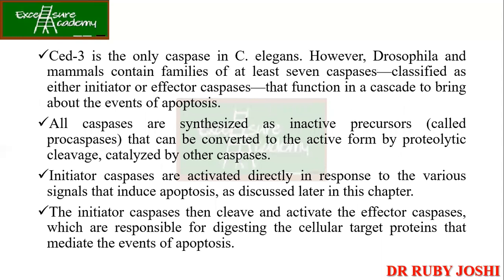Okay. So CED3 is the only caspase in C. elegans, while Drosophila and mammals contain different families. Okay, sorry, not different families, from the same family. Around 7 to 8 caspases are there, which function in a cascade to bring about the events of apoptosis. So, of course, they are synthesized as inactive precursors. तो now अगर आपसे ये पूछा जाए कि क्यों हर बार प्रोटीन इनएक्टिव पहले प्रोड्यूस होता है और फिर ओनली with the help of a series of events it becomes activated.